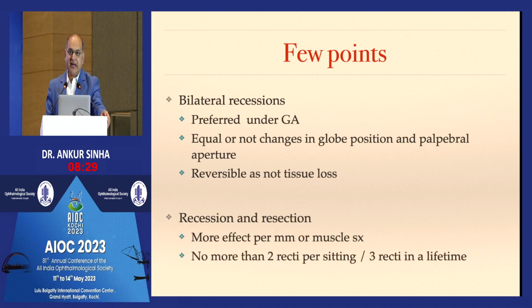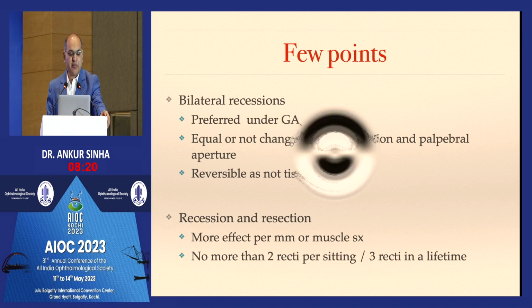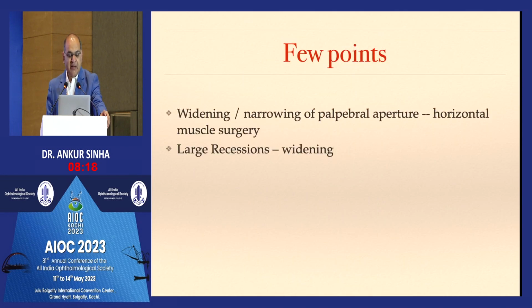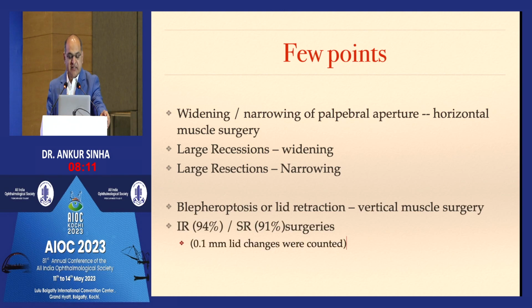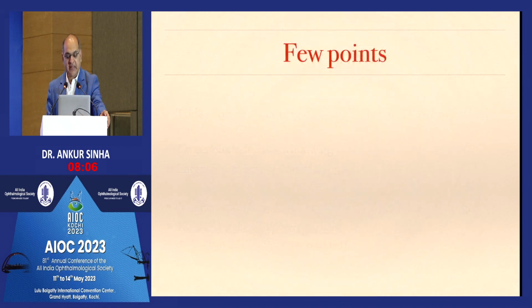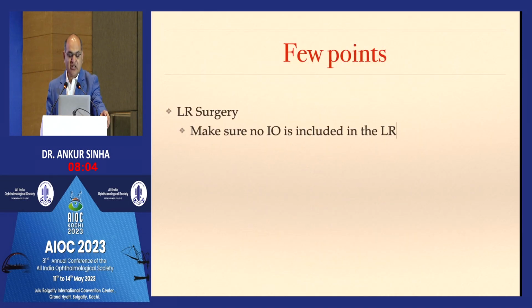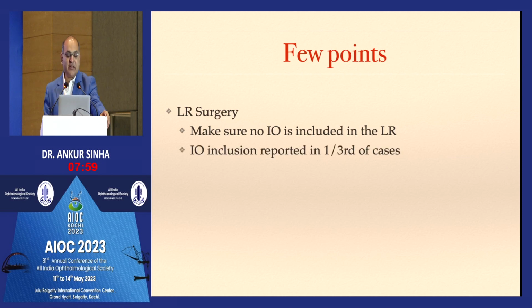Recession and resection, if they are planned together, give more effect per millimeter of muscle surgery, and it should always be kept in mind that no more than 2 recti per sitting or no more than 3 recti per lifetime should be operated on the same eye. Now, there can be widening and narrowing of the palpebral aperture with large recessions and large resections. Ptosis or lid retractions can occur with vertical muscle surgery, whether it is inferior rectus or superior rectus. Whenever we plan a lateral rectus surgery, make sure that the inferior oblique is not included, as it has been shown that in up to 1/3 of cases, inferior oblique fibers can be included in the surgery.